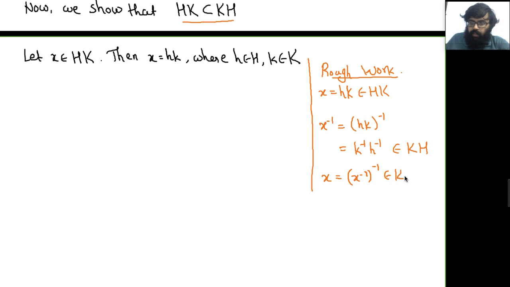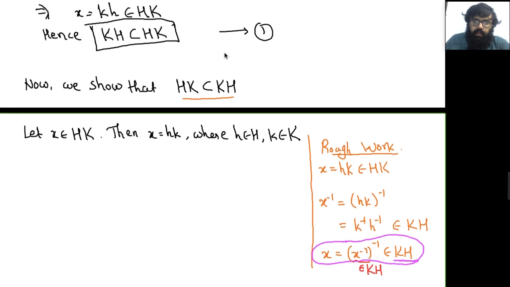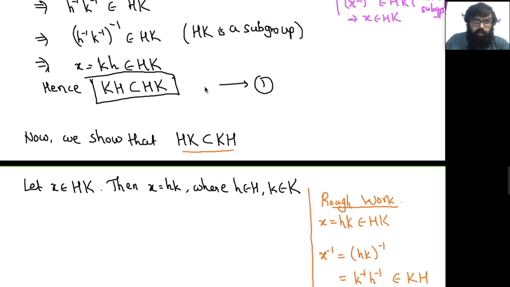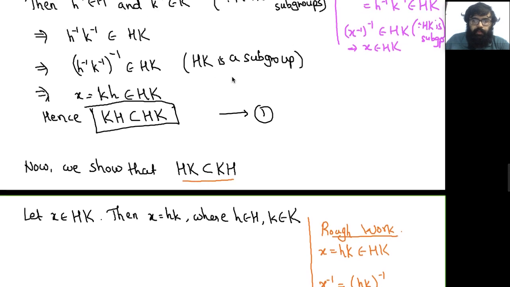Inverse belongs to KH. This is a big question. I know this element is in KH. What about this inverse? We don't know anything about its inverse. Why don't we know anything about the inverse? Because we don't know whether KH is a subgroup or not. What we are given is HK is a subgroup. This is what we have assumed, right? HK is a subgroup. And what are we proving?